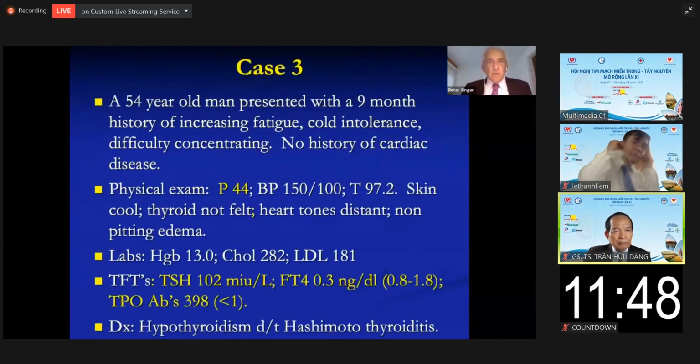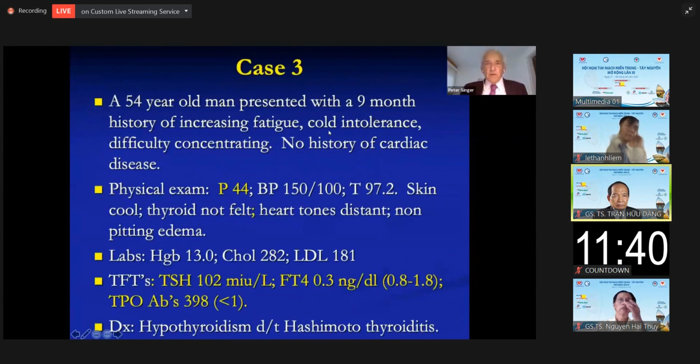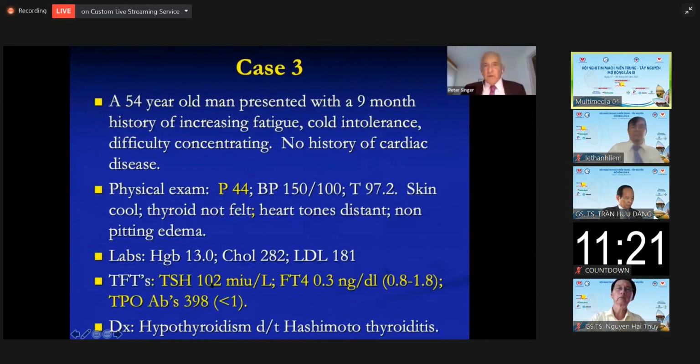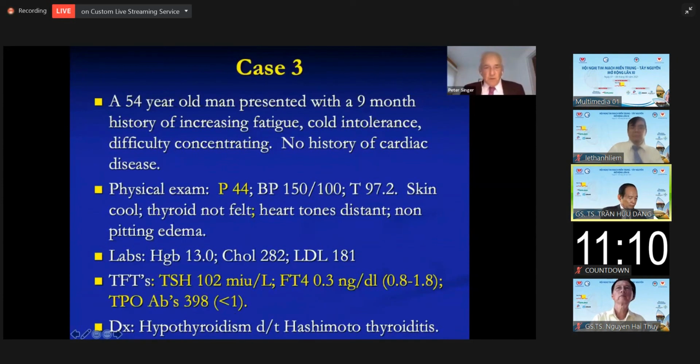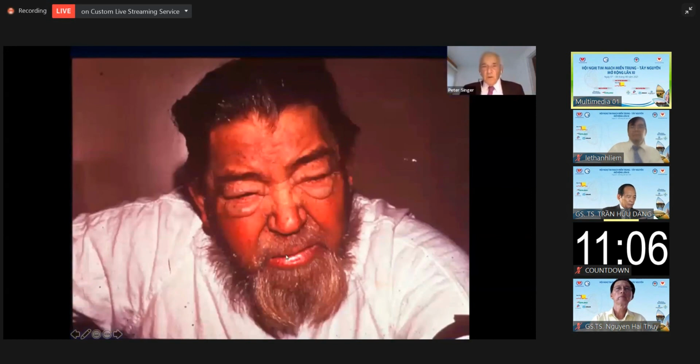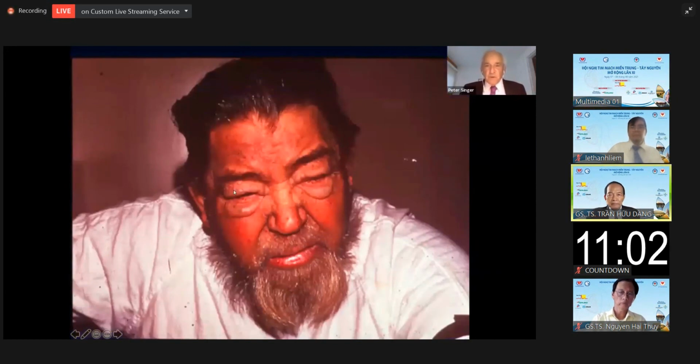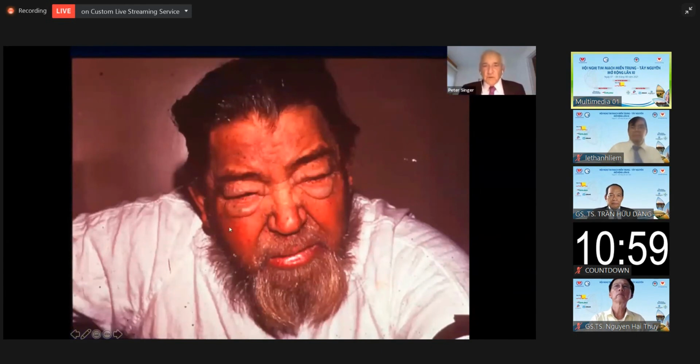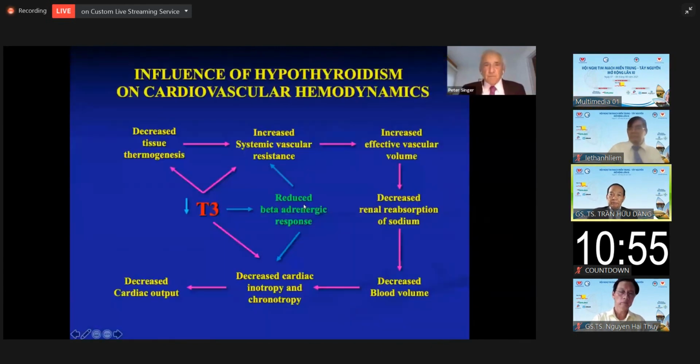Okay, so where are we? Case 3, we're going the other side. A 54-year-old man, increasing fatigue, felt cold, no history of cardiac disease. His exam, bradycardia, as you can see here. Skin was cool, the heart tones were distant, so he had profound hypothyroidism, significantly elevated TSH, as you can see here. Free T4 was very, very low, and he had positive antibodies, so he had Hashimoto's thyroiditis. Very, very significant hypo. And here he is. Look at the puffiness around his eyes. This is a ruddy complexion that you sometimes see with significant hypothyroidism.